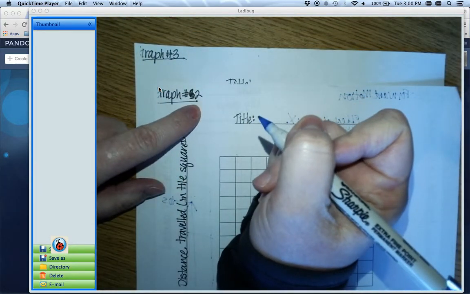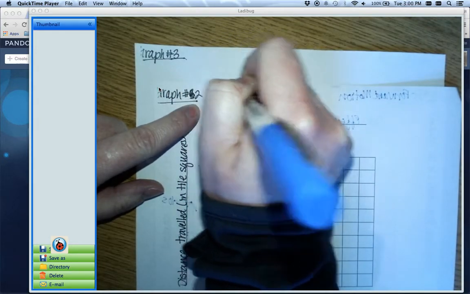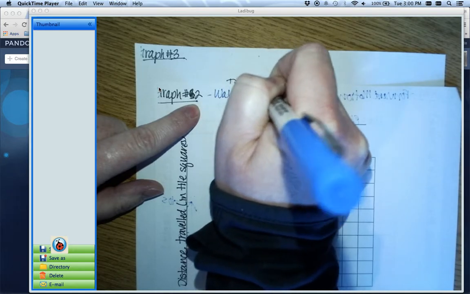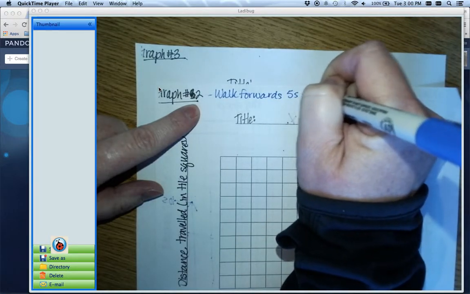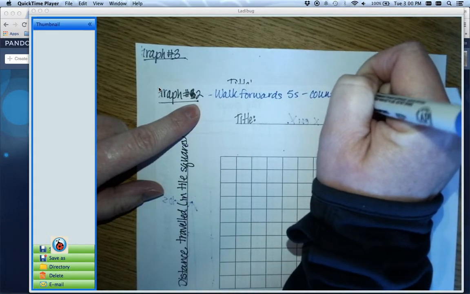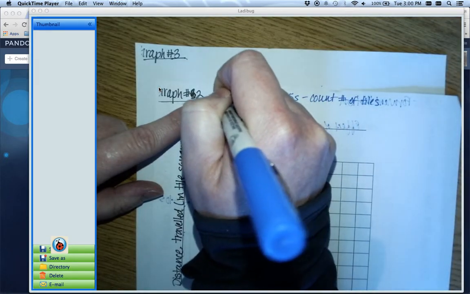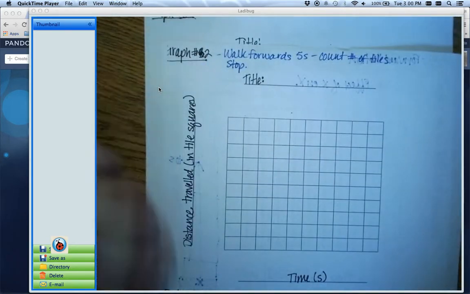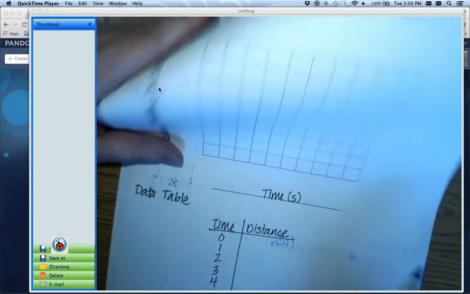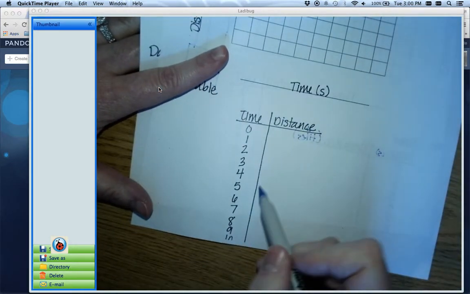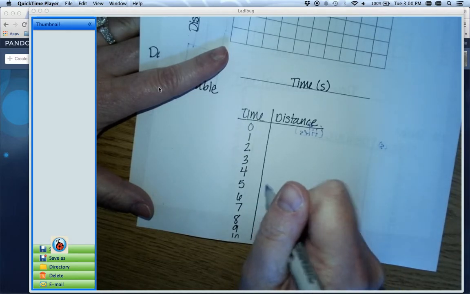Graph number 2, on the back, what you are going to do is walk forward for 5 seconds, okay? You're going to count the number of tiles. Then you're going to stop. You're going to continue timing for the entire 10-second time frame. But as far as your data table goes, only your distance is going to change.